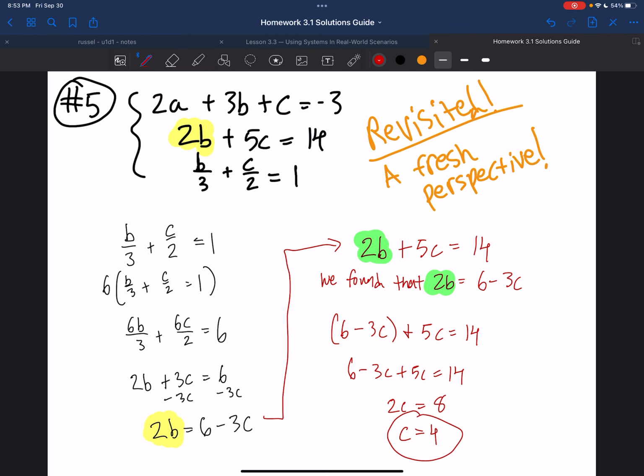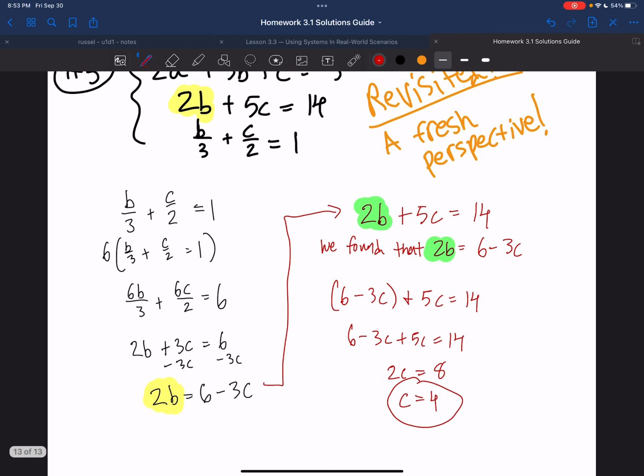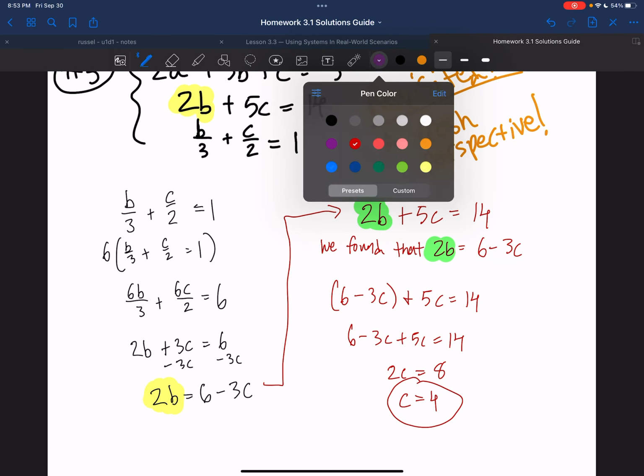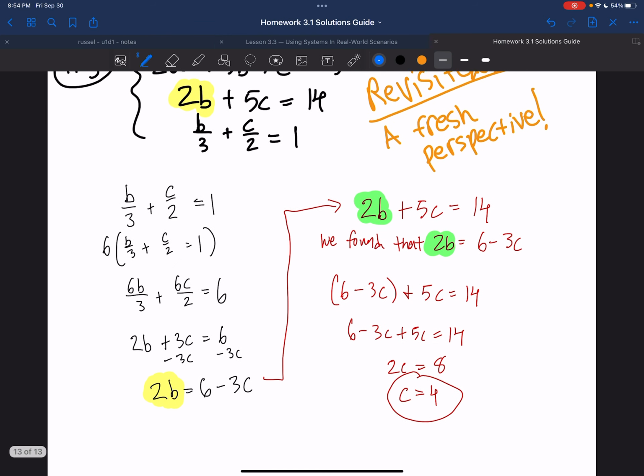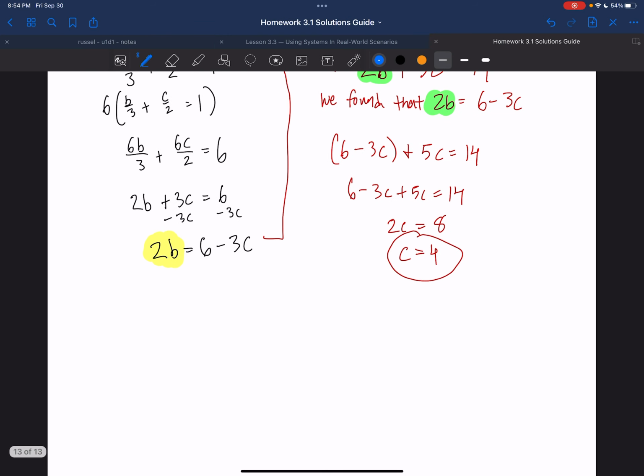So I found c. Now I can find b. Well, I say, 2b equals 6 minus 3c. So 2b equals 6 minus 3 times 4. And then 2b equals, 3 times 4 is 12. 6 minus 12 is negative 6. So divide both sides by 2, and b equals negative 3.